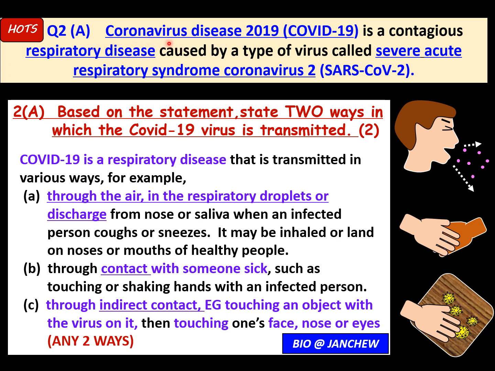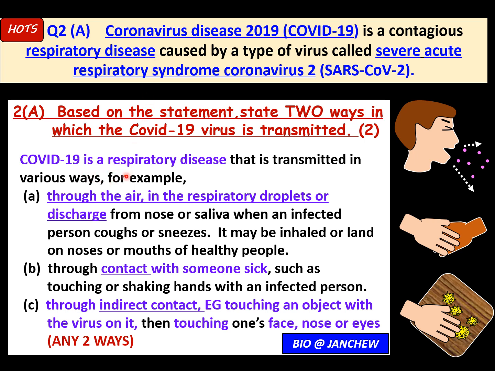Question 2A, coronavirus disease 2019 or COVID-19 is a contagious respiratory disease caused by a type of virus called severe acute respiratory syndrome coronavirus 2 or SARS-CoV-2. So, based on this statement and of course on your general knowledge, state 2 ways in which the COVID-19 virus is transmitted. 2 marks. So if you base it on this statement, you can see that the COVID-19 is a contagious respiratory disease. So respiratory diseases, for example, like influenza, they usually spread through the air in the respiratory droplets. Let's look at the answer.